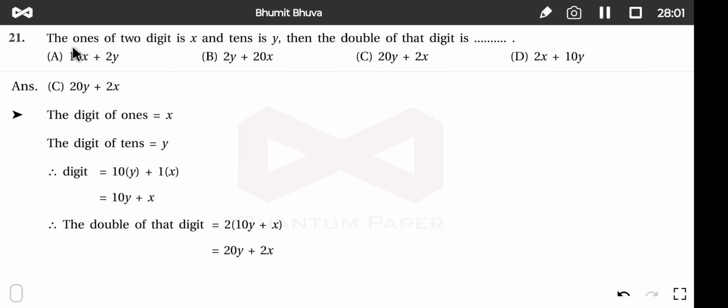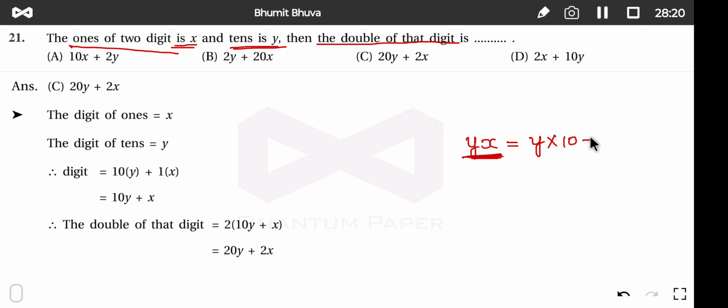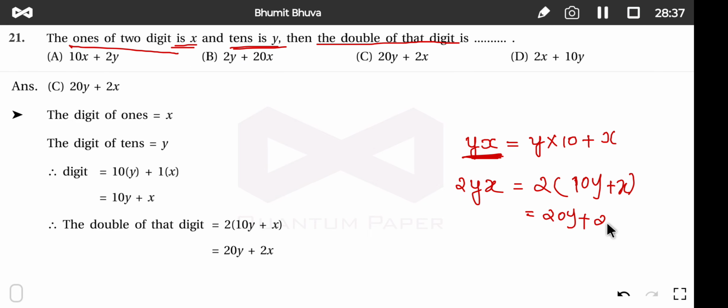Look at the next one. The ones digit of the 2 digit number is x and the tens digit is y. So the 2 digit number is yx. How to write yx? y multiplied by 10 plus x. If we double it, it becomes 2 into 10y plus x. So the correct answer is 20y plus 2x. So answer C.